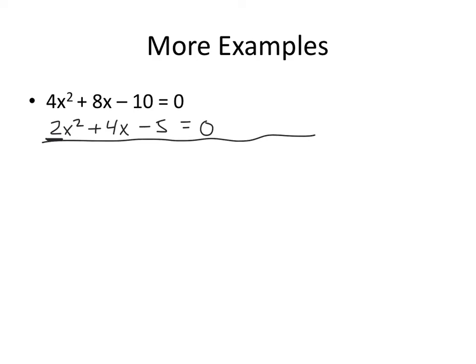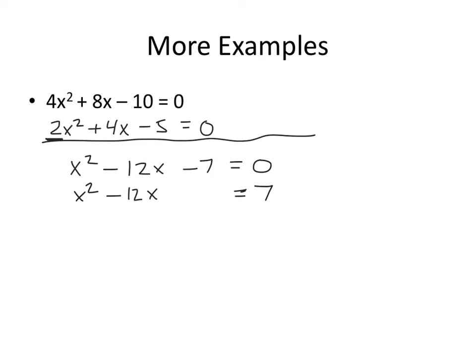Let's say we've got x squared minus 12x minus 7 equals 0. So right away, it's not a perfect square trinomial, so I'm going to add 7 to both sides. Then I'm going to complete the square.